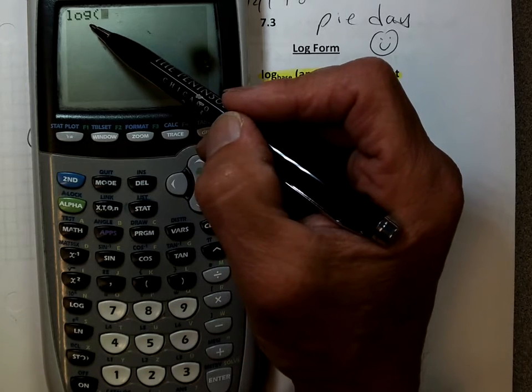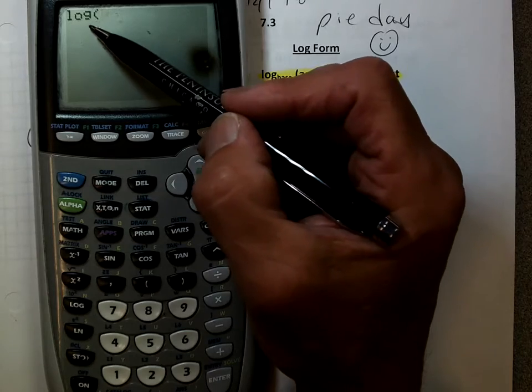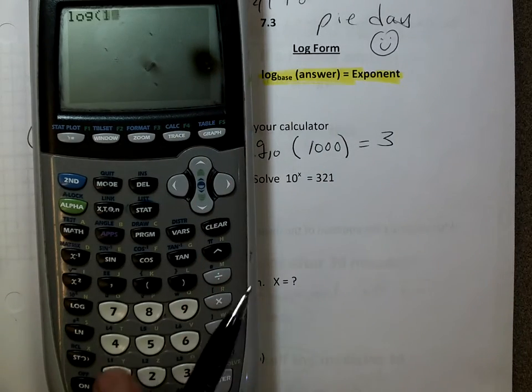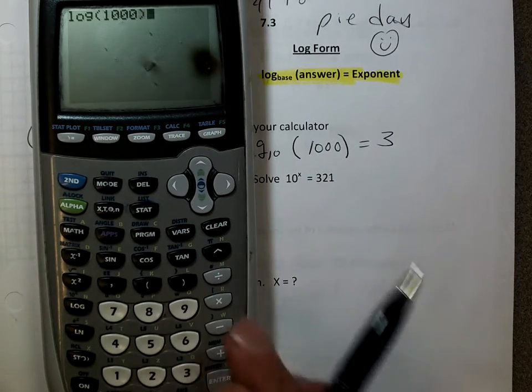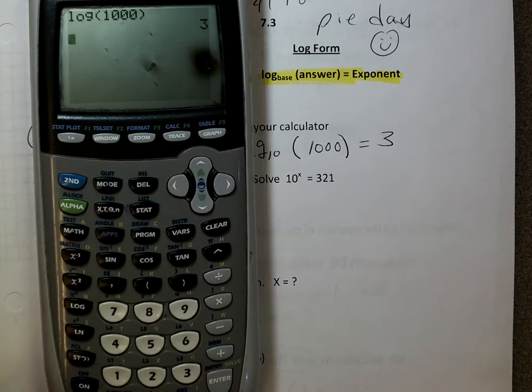If the calculator is always base 10, can we do other bases? Yes. But the calculator is always base 10. So there's an invisible 10 here. So if I go log 1,000, I get an answer of 3. Okay, so the calculator can do it.